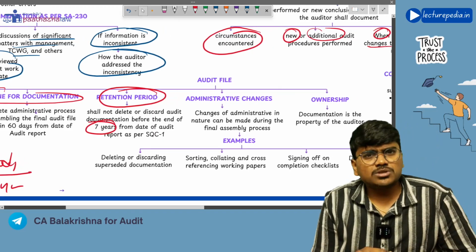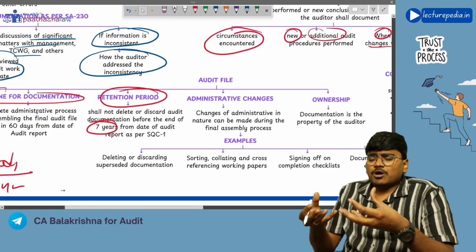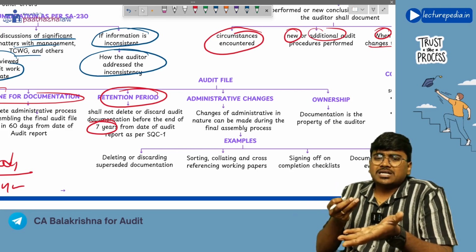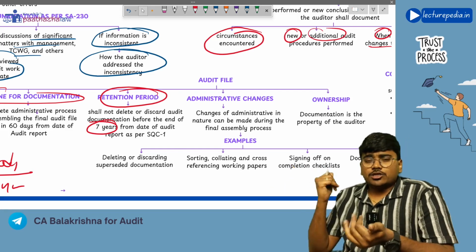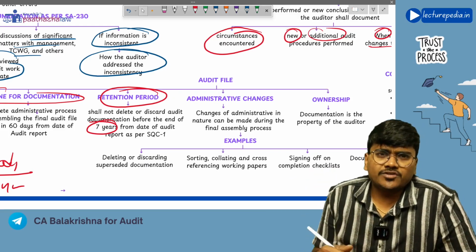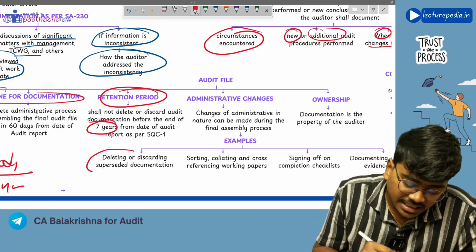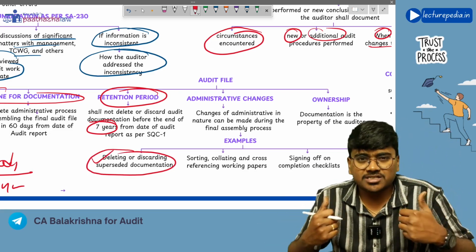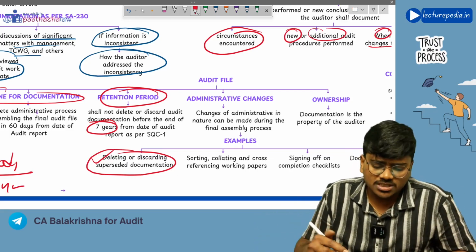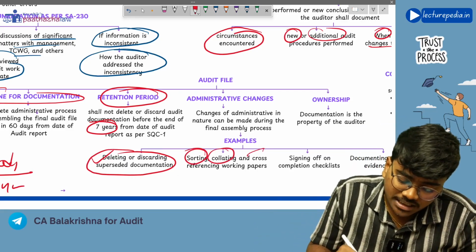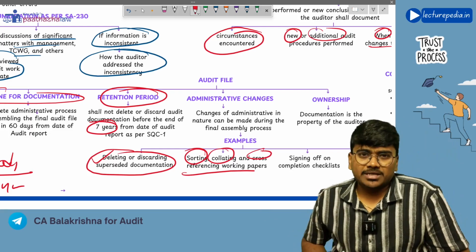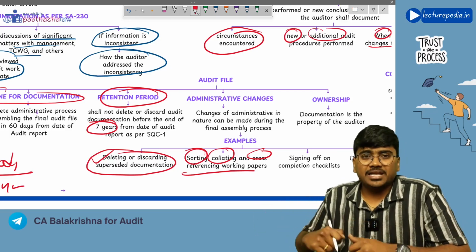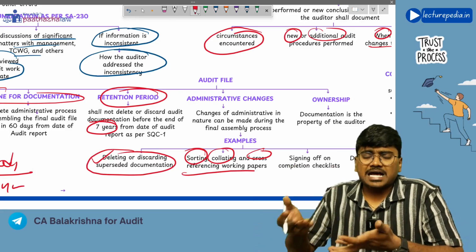Next, administrative changes. See, at the time of final assembly process, you can make administrative changes, provided you should not add any new audit documentation. Understanding? What could be some of the examples of administrative changes? Like deleting or discarding superseded documentation. You are deleting or removing the draft versions. Fine, you can do that. That is the administrative change. Next, sorting, collating, and cross-referencing working papers. Like you are cross-referencing working papers or taking the working papers and pinning them. That you can do as an administrative process.